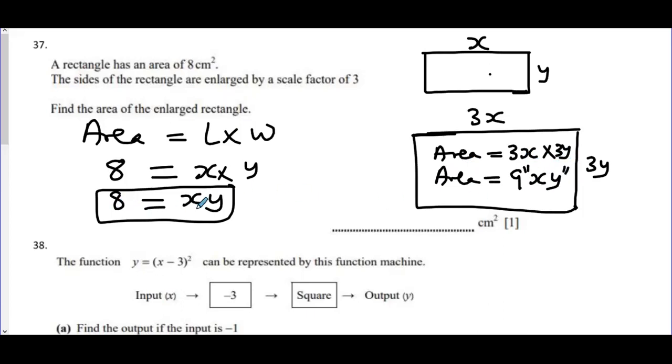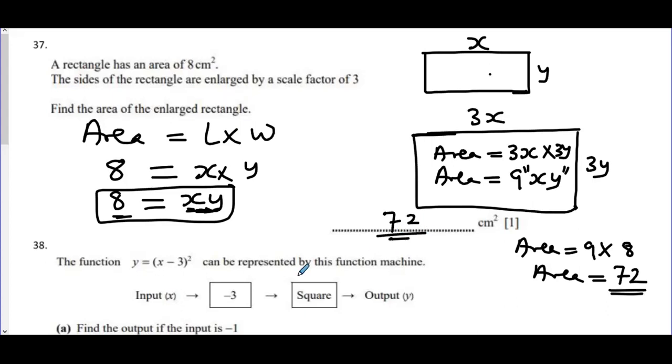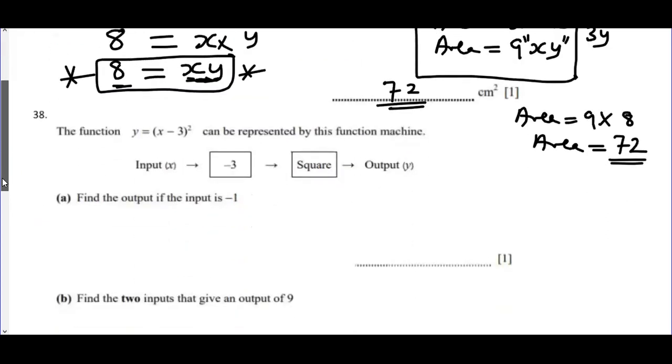xy is 8. Can you see this? So in the place of xy, I'm going to write 8. So this becomes area equals 9 times xy. Xy, I got it. Xy is 8. So I'm going to multiply by 8. So my area will be equal to 9 times 8, and that will be equal to 72. And 72 will be your answer here. Okay? That's small logic, simple question, and then you're good to go.